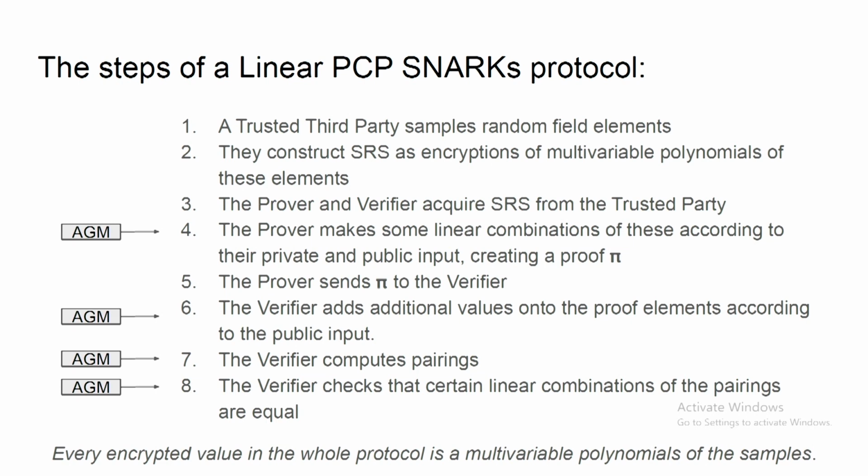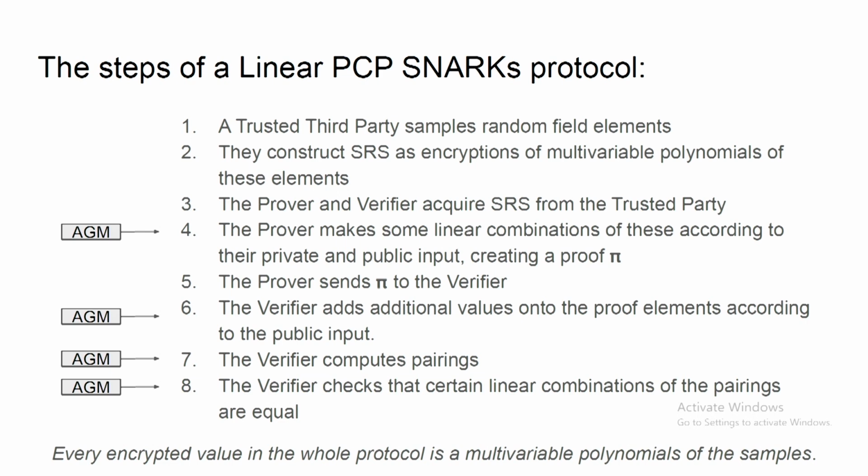So to walk through the steps of a linear PCP SNARK protocol, it will always go something like this, and hopefully you'll see that the AGM structure is actually what forces this to be the case. The way it proceeds is that there's a trusted third party that samples some random field elements. They construct what's known as a structured reference string, or SRS, as encryptions of multivariable polynomials evaluated at these elements. Then the SRS is given to the prover and the verifier, who are the parties participating. The prover will then complete the proof for this SNARK, which is going to consist of making linear combinations of the elements that they received.